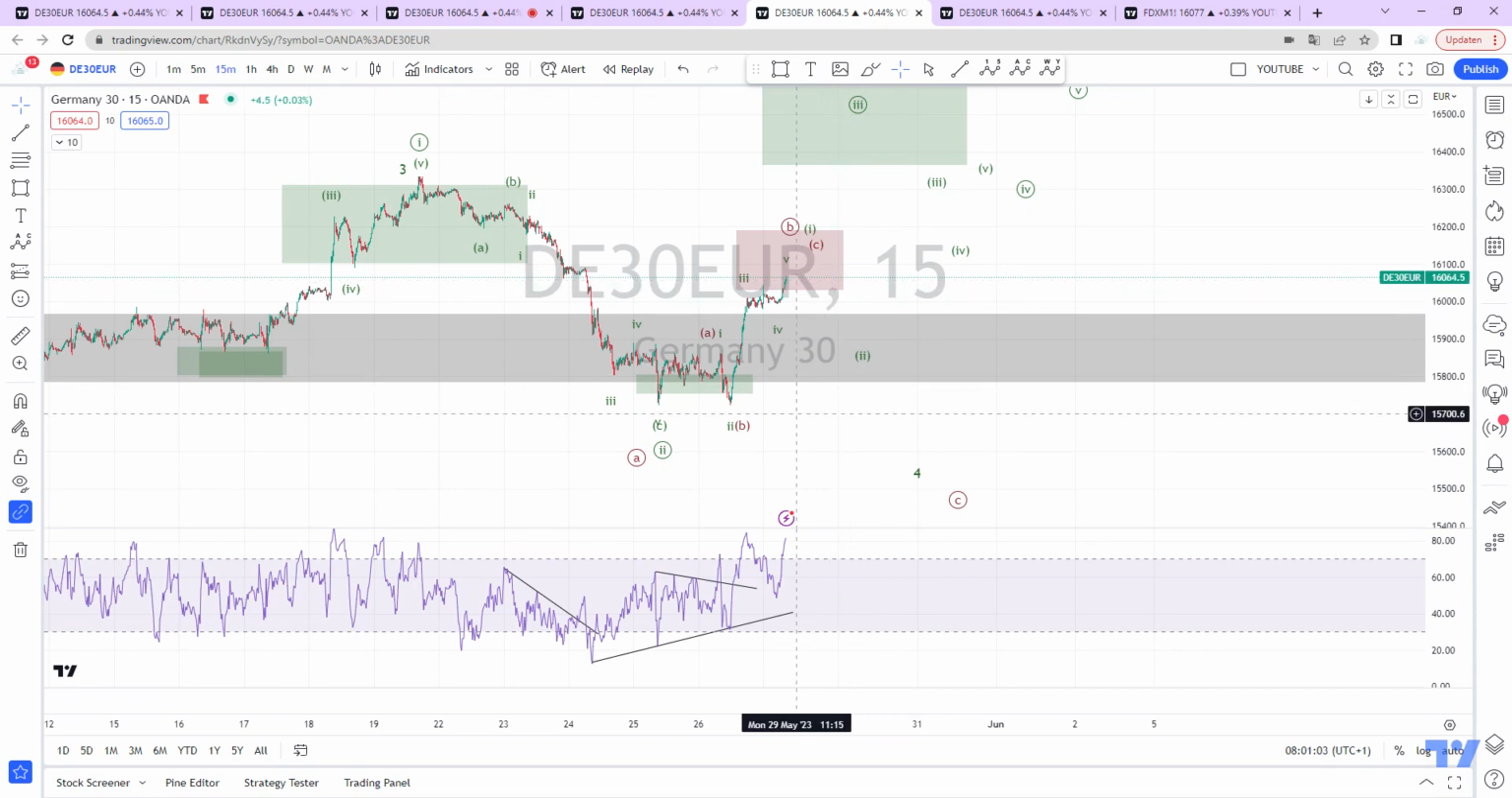If you're long from here, stay long. I gave you this area on Friday. If you entered, stay long. You might consider taking some profit, or at least start to move your stop loss. And short, I believe here this is an interesting area to go short.